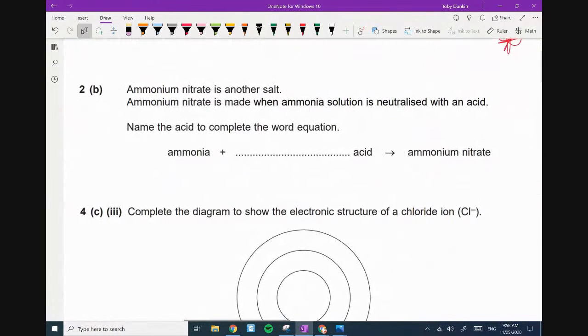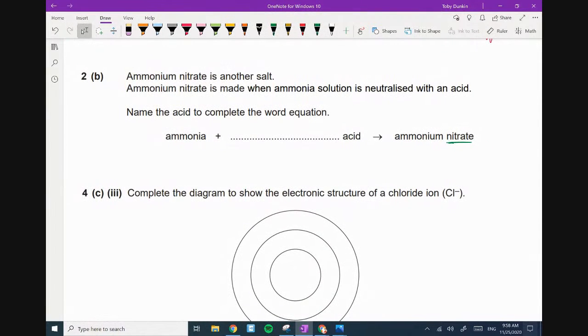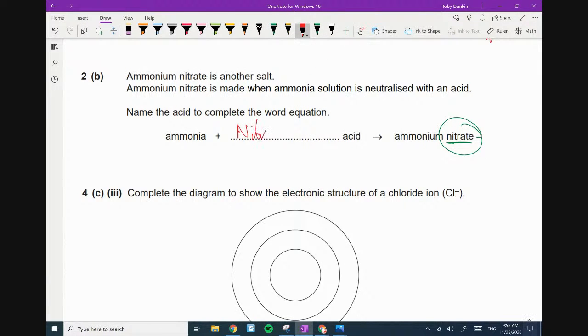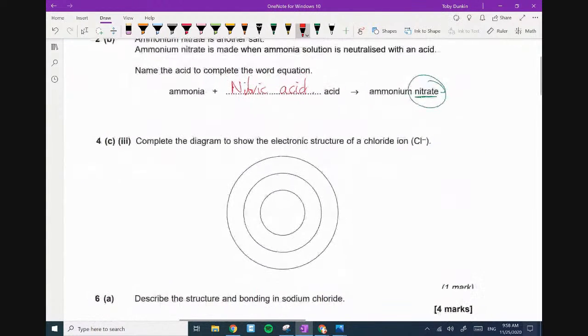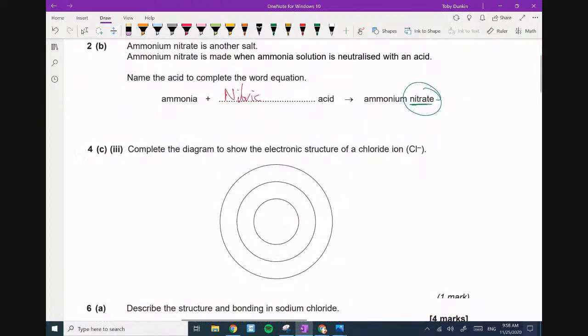Okay, next one. Ammonium nitrate is another salt. Ammonium nitrate is made with ammonia, which is neutralized with an acid. Name the acid. I wonder how many people on the chat are going to know this one. I taught you in lesson 101 at the very start of the year. I said, learn your acids. To make a nitrate, you're going to need nitric acid. Know your acids, folks. You've got to know it. Nitric acid. Oh, I've written acid. That's hilarious. There we go, nitric.